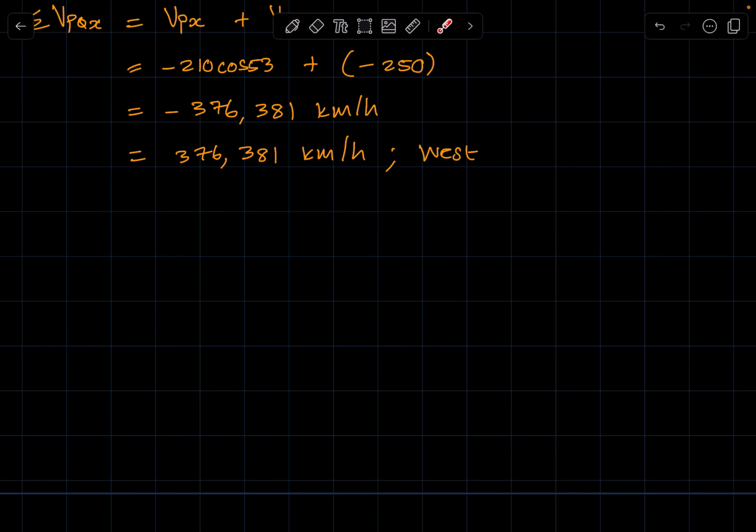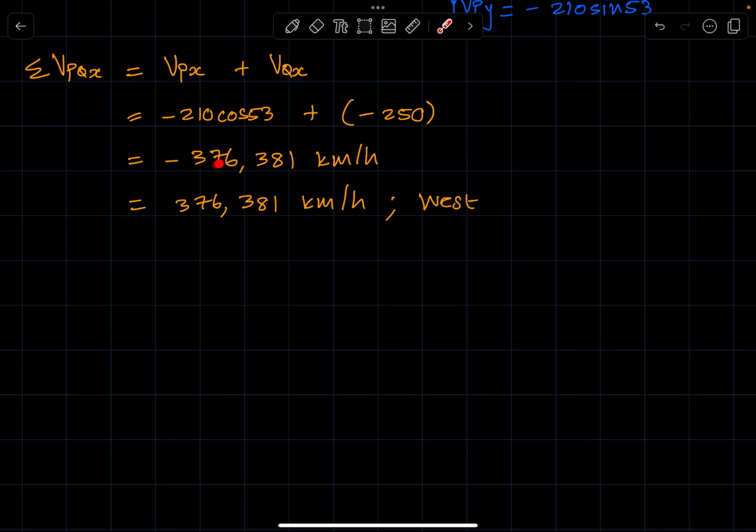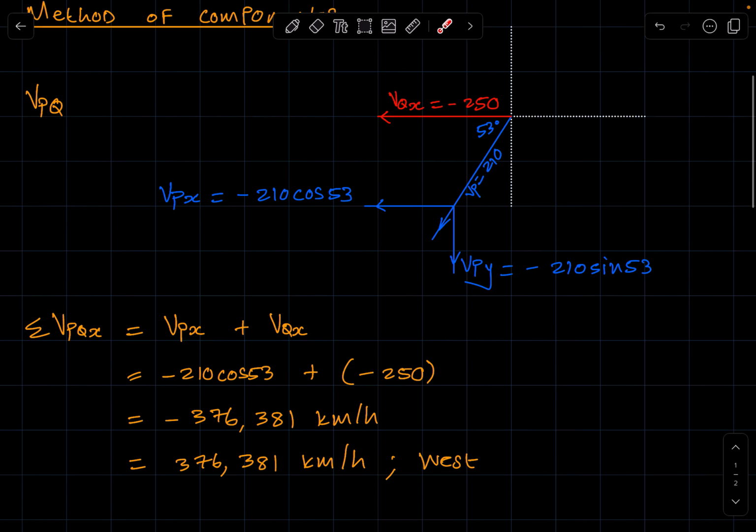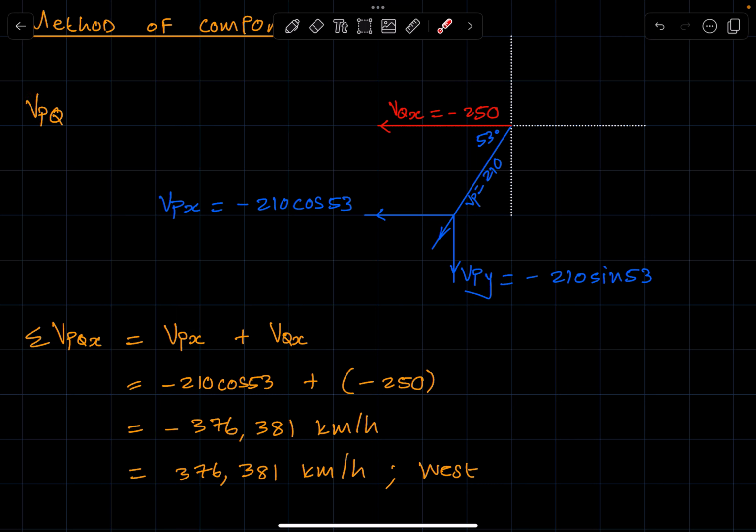Very important that you do not leave your answers as negative. Again, there is no such thing as a negative vector. That is just for maths purposes. It is important that once you've determined the magnitude, based on the sign here, you then tell us the direction of the vector. So seeing that this one is negative, it's in the x direction, it then means that it is going west. Now, this here, the sum of VPQ in the x direction, that's the x component of the resultant VPQ, which is what we are looking for.